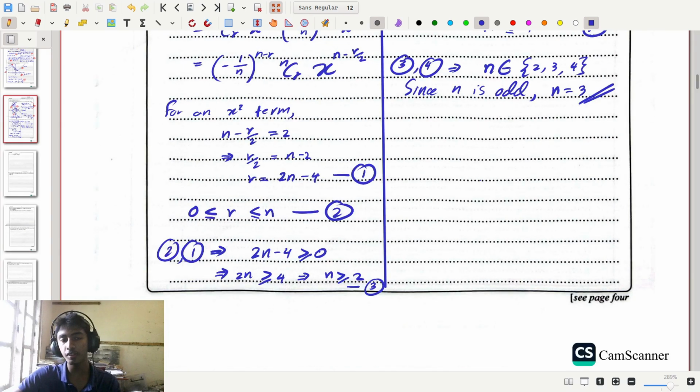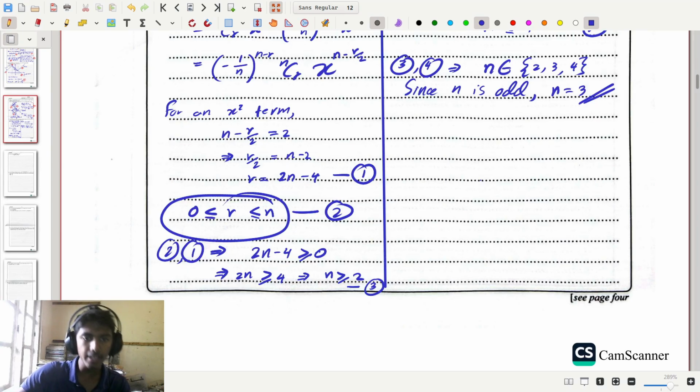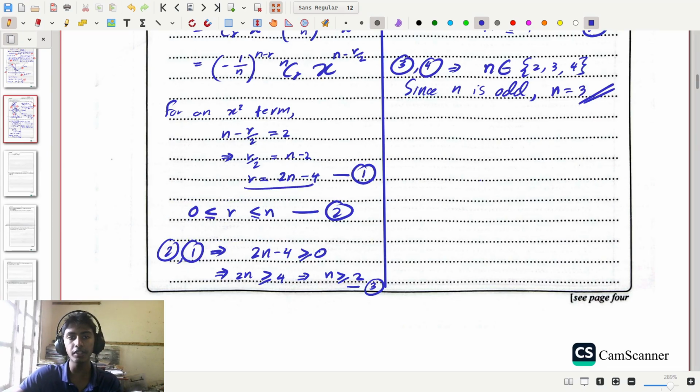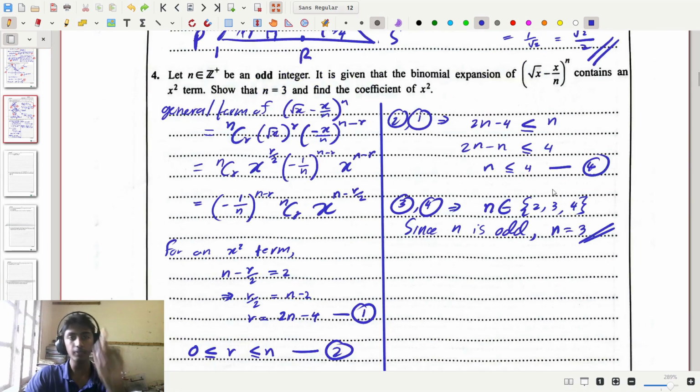So we've proven this again by the condition that r must be between 0 and n inclusive, and the other equation that we derived, which says that r is equal to 2n minus 4, which means that 2n minus 4 is greater than or equal to 0, which gives us n greater than or equal to 2. And on the other side, 2n minus 4 is less than or equal to n, which means that n is less than or equal to 4. These two conditions combined mean that n is either 2, 3 or 4, and since only 3 is odd, we can say that n must be equal to 3.